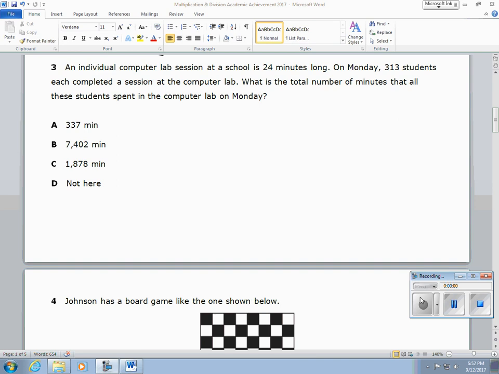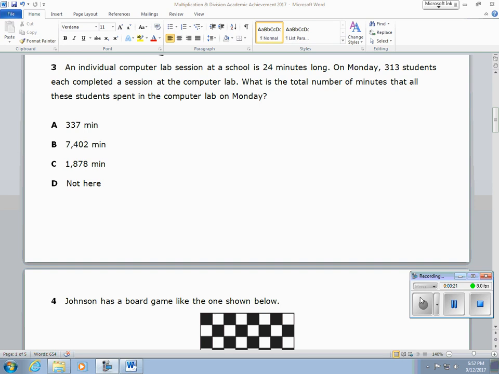So we're moving on to question number 3. An individual computer lab session at a school is 24 minutes long. So that's a computer class. On Monday, 313 students each completed a session. So each kid completed 24 minutes, and there's 313. What is the total number of minutes that all of the students completed on Monday?